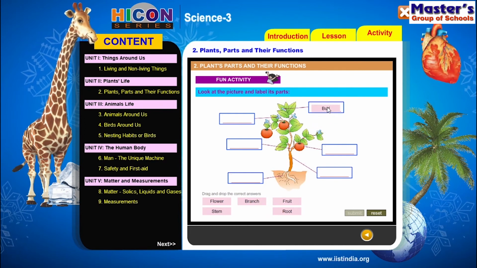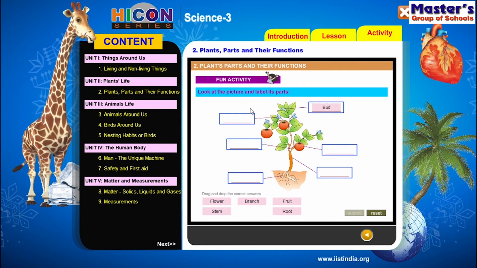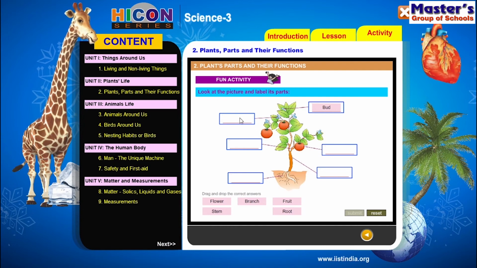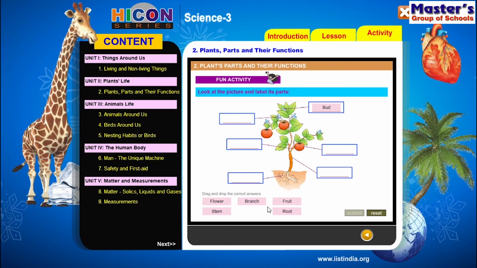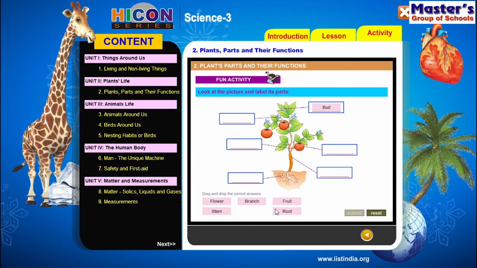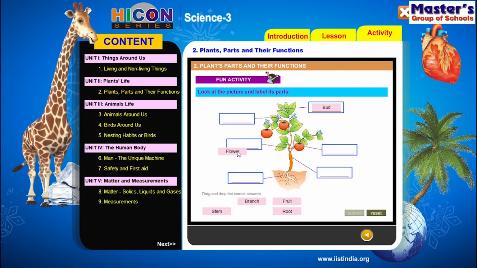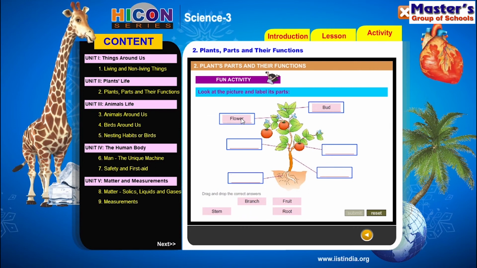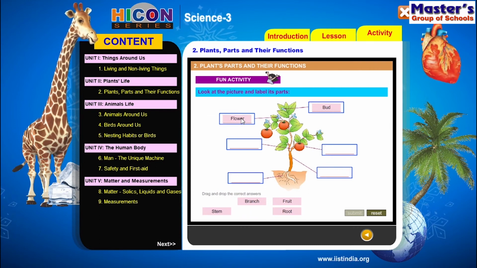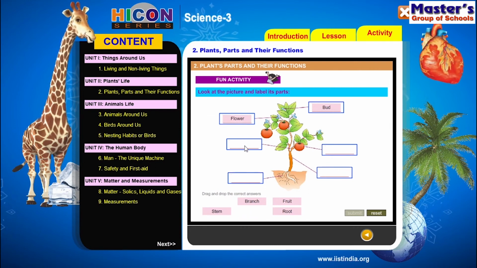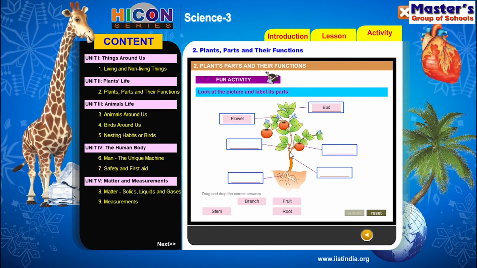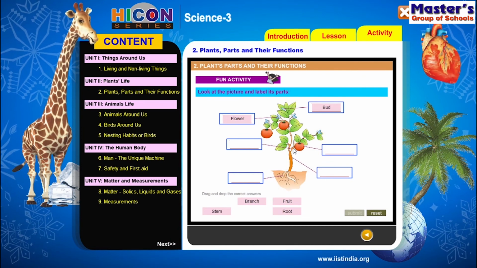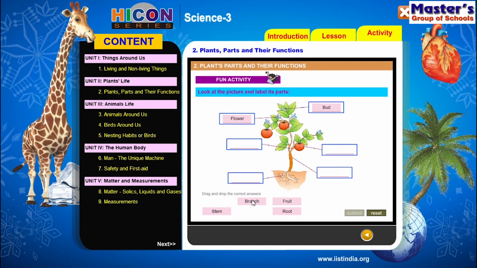So children, see the second blank present on the left side. So children, could you identify that? What is that? Yes, flower. So very good. So it is a flower. So write flower in the box. So children, see the next one. What does it represent? It represents branches. So write branch in the box.